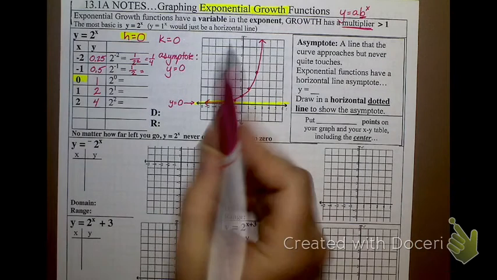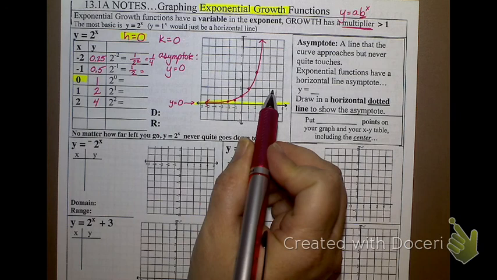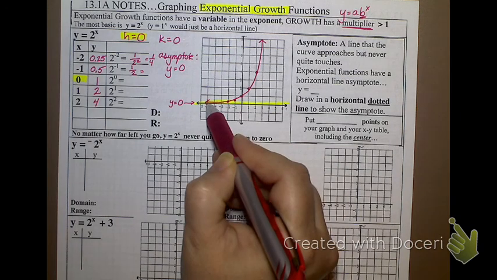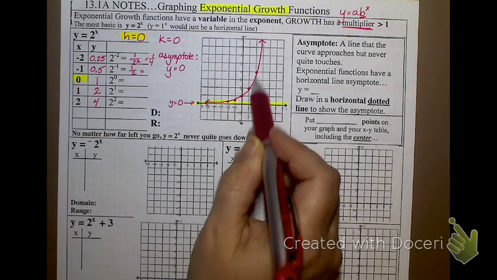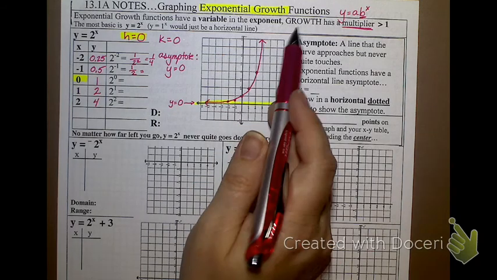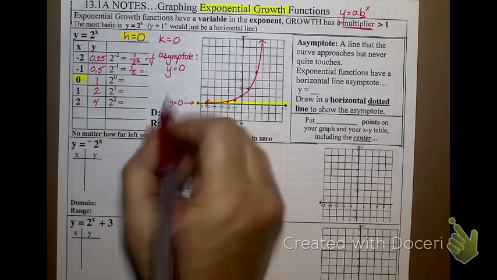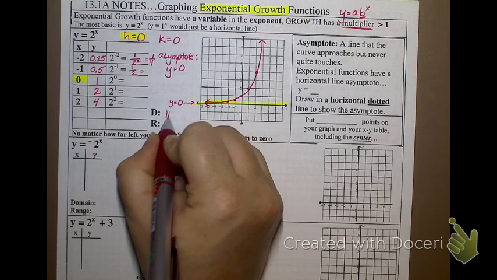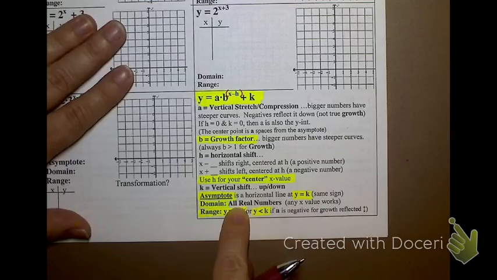What would my domain be? Are there any boundaries left to right? Left, I see an arrow, so is there a boundary there? No. Right, there's an arrow this way, which means it's going to keep going up and to the right, slowly to the right, but it'll keep going to the right. Domain is going to be all real numbers. For all of these graphs, your domain is all real numbers.